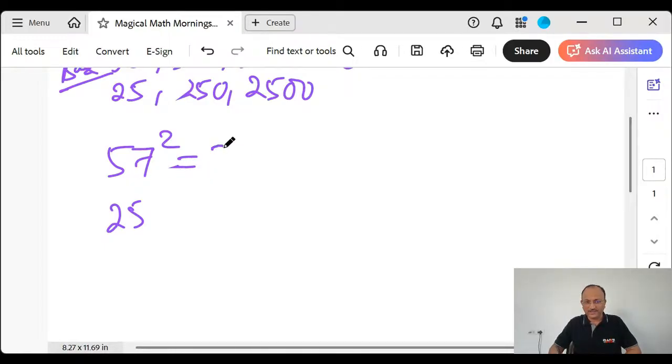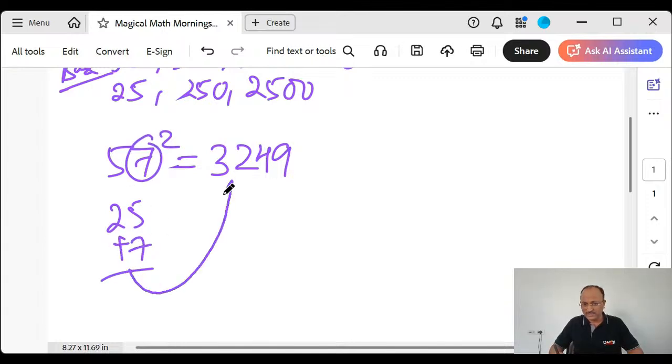Yes, perfect. 32 you will write. And the unit digit square, 7 square, is 49. That's it. That means 25 plus this unit digit will give the first half. And whatever the digit is other than 5, its square you write in the second half. That is the answer: 3249. Correct.